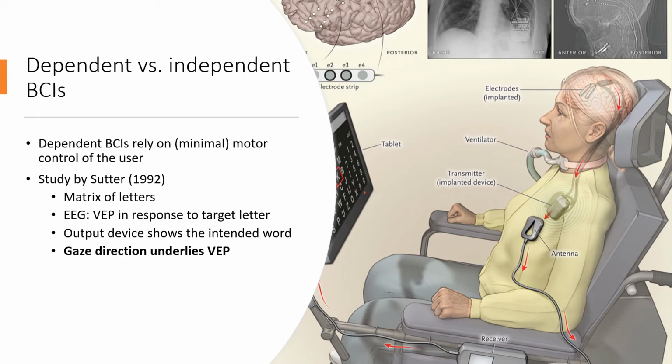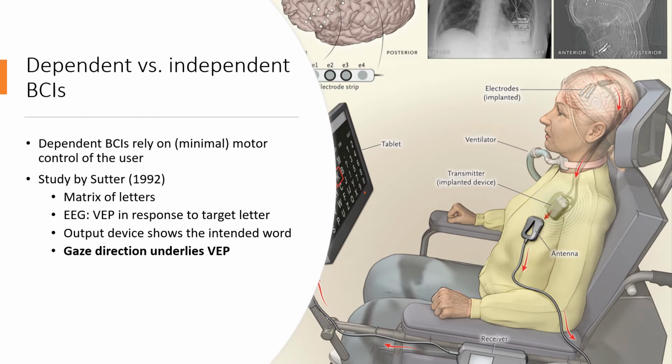And in the 90s, people already started to experiment with BCIs. And I want to illustrate what a dependent BCI is by explaining a classic experiment by Sutter. He instructed his participants to look at a matrix of letters, and people had to spell a word by looking at the letters of the word one by one.